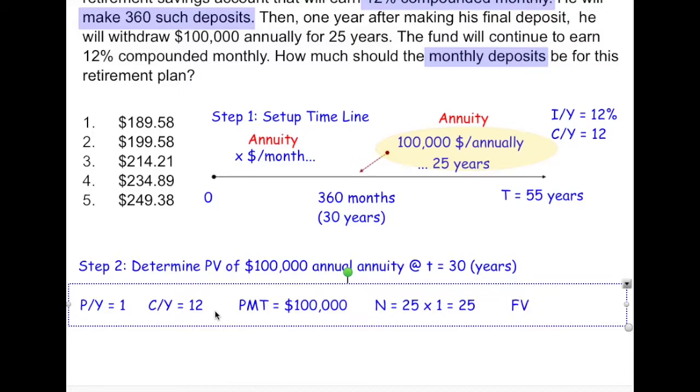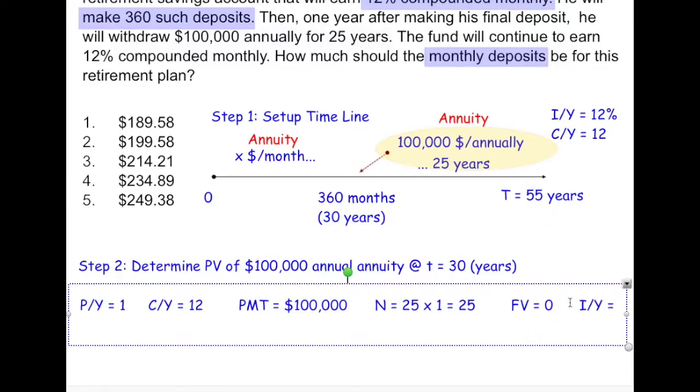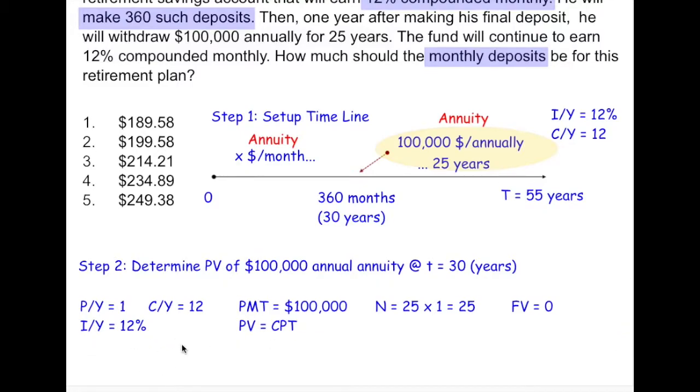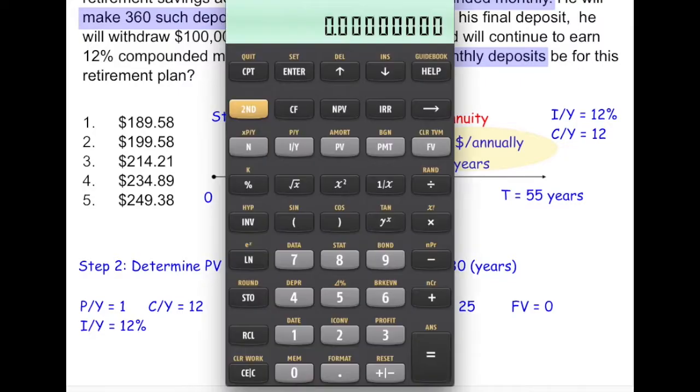The future value is going to be 0 because there's no lump sum amount that happens at the end of our timeline. The interest rate, or IY, is going to be set to 12% simply because that's the rate that has been quoted to us. And present value is what we're going to compute. So once we type these things into our finance calculators, the calculator is essentially going to take these 100,000s and figure out what they would be worth in one lump sum at time 30 rather than over 25 years. So let's have a look at the finance calculators and make that happen.